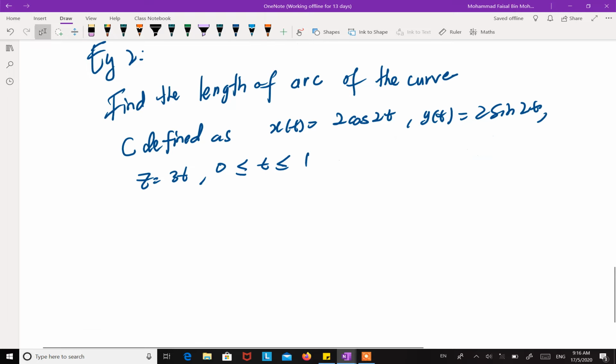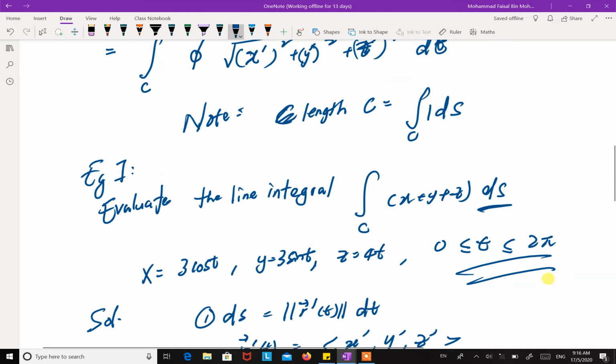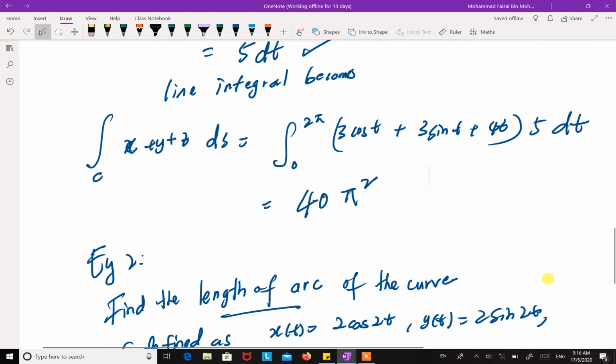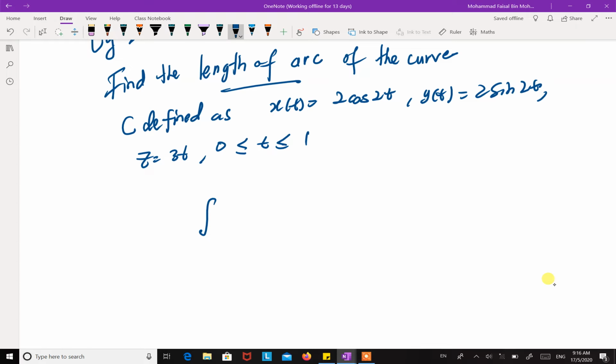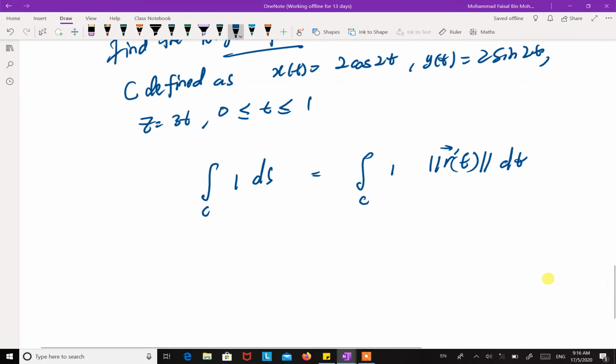So again it's the same. Remember, I already told you, the length of arc will be the integration of 1 ds. This is the length of arc, and this ds will be the magnitude of r prime t times dt. So as usual, you have to find this magnitude of r prime t, so you have to differentiate.